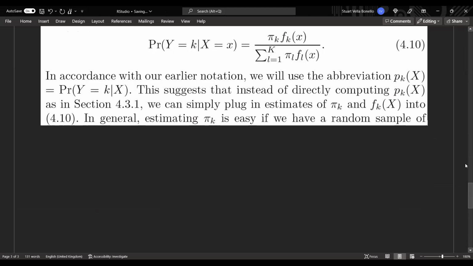So what's Bayes' theorem telling us? We're saying the probability... I'm using very small text. Let me just change the font.